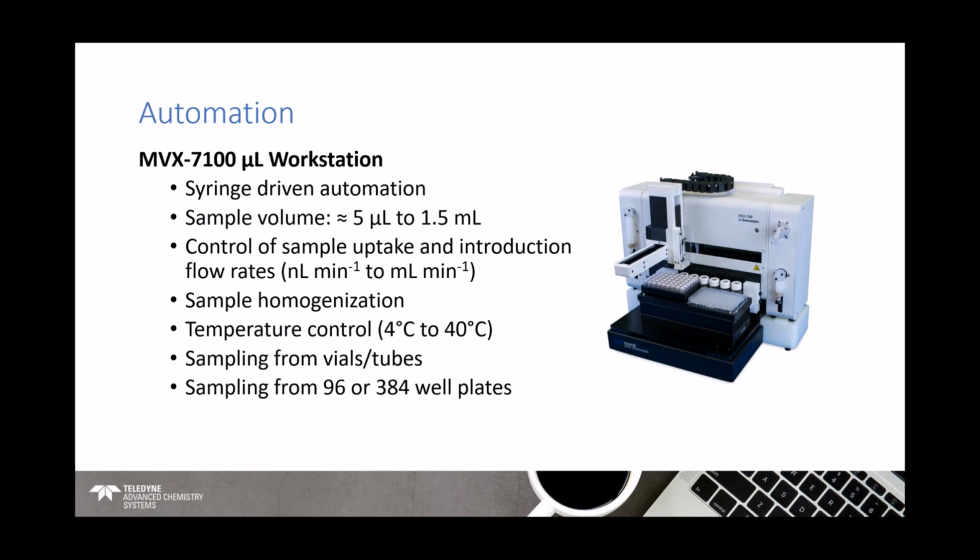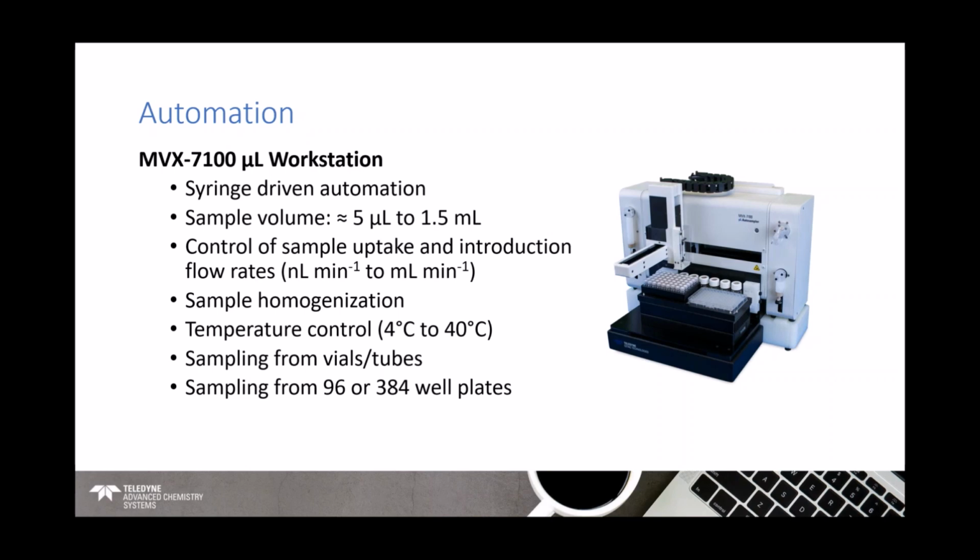If you need to hold your samples at more of an incubation temperature, say around about 38 degrees C, that's available to you as well. And then we can have either sampling from stepped and piercing vials, tubes, or 96 or 384 well plates, depending on what you want to work with for your cells. So we start there with the automation.